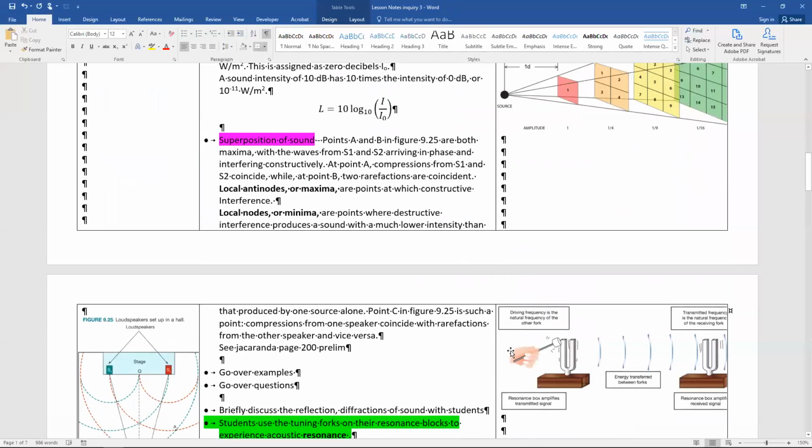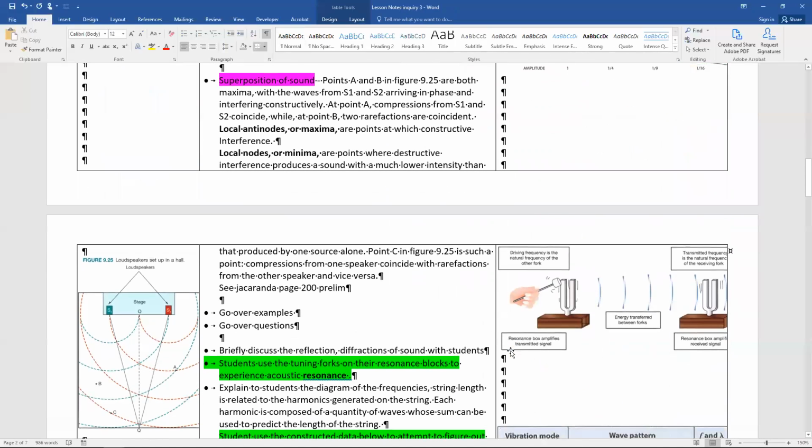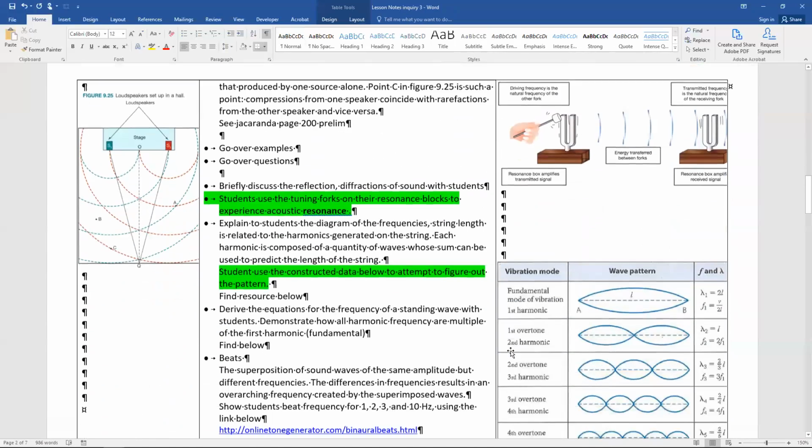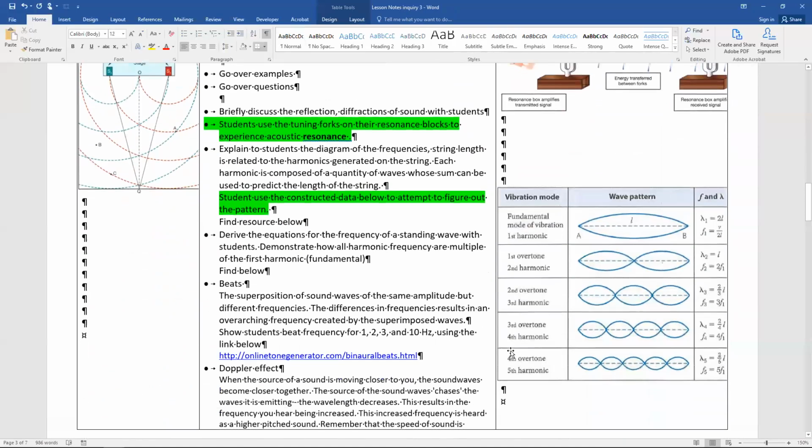Okay. Didn't get to do the resonant activity, sorry. Okay, derive the frequency of a standing wave. Okay, yeah, we talked about the harmonics.